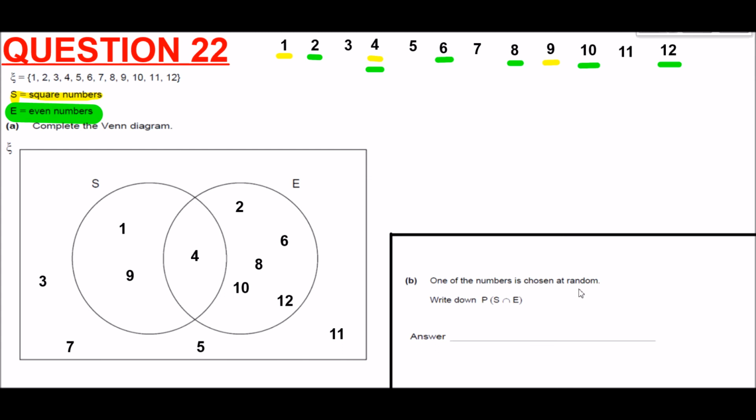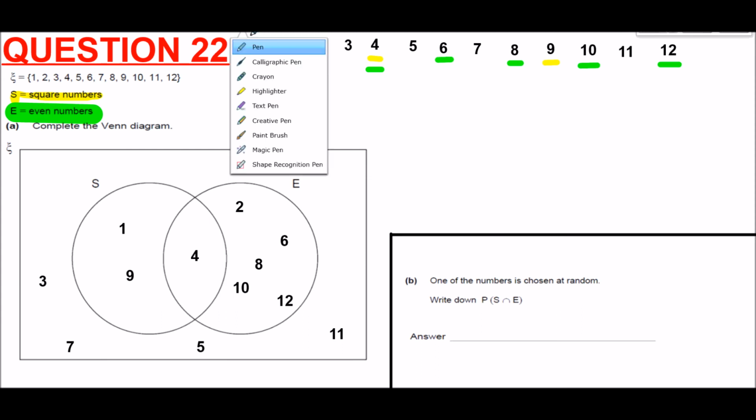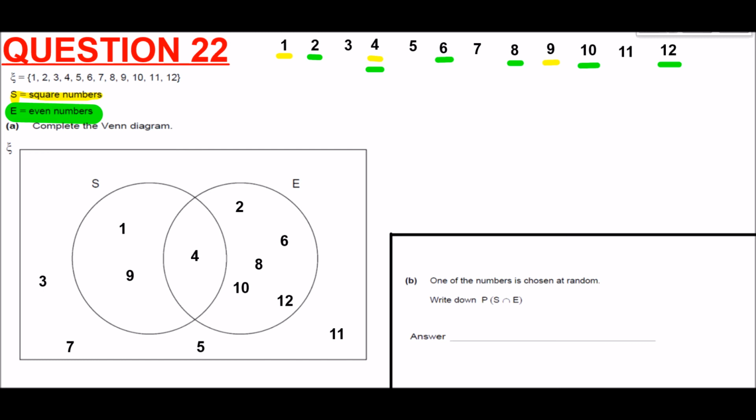It now says one of the numbers is chosen at random. Write down the probability. P stands for probability here. S, sort of N symbol, E. Now, that symbol means intersection. Again, what does intersection mean? All it means is the bit of the diagram where the circles overlap. So S intersection with E is the bit of the circles where they overlap. The overlapping bit is the bit with a 4 in it.